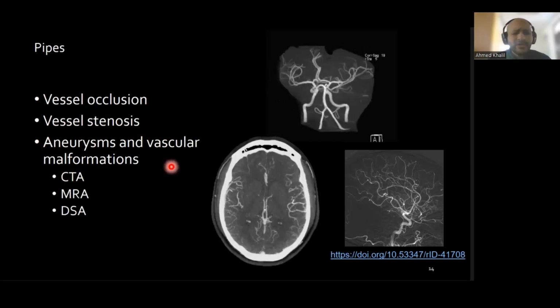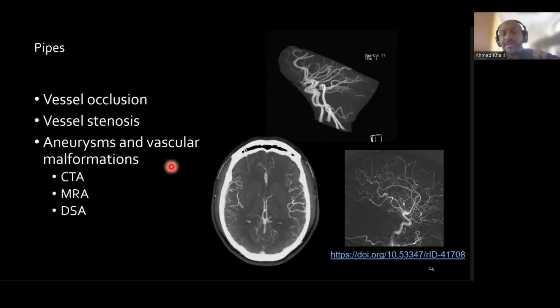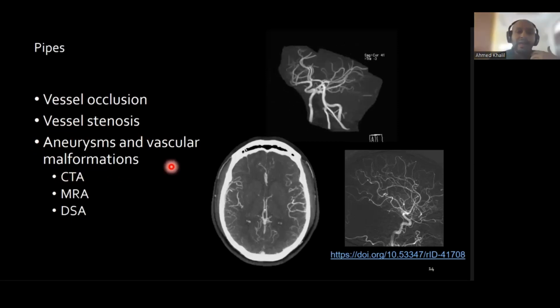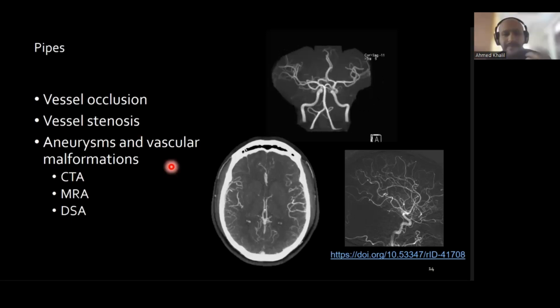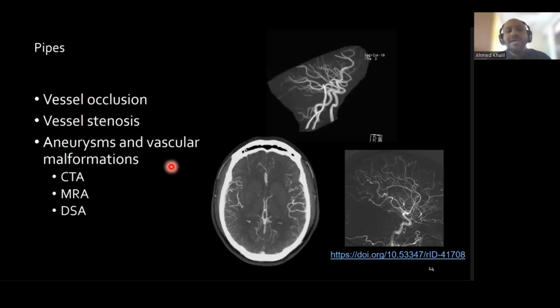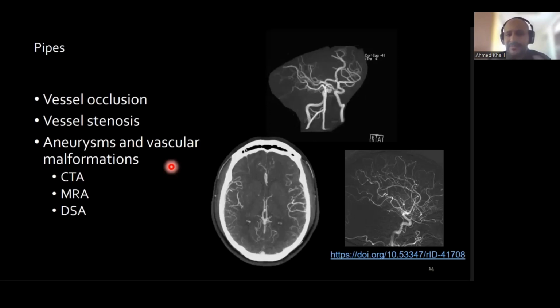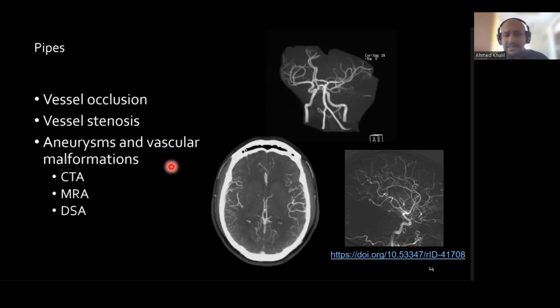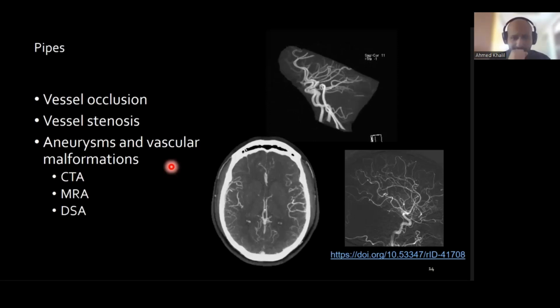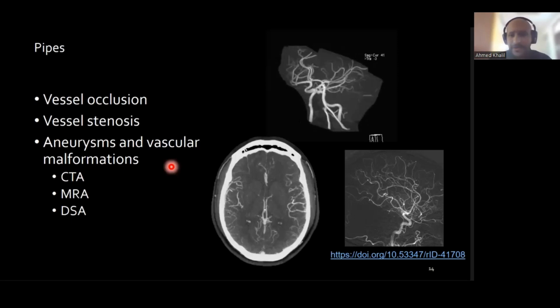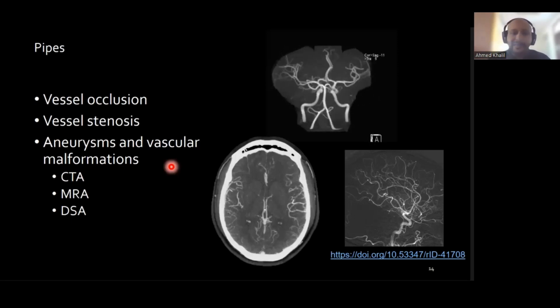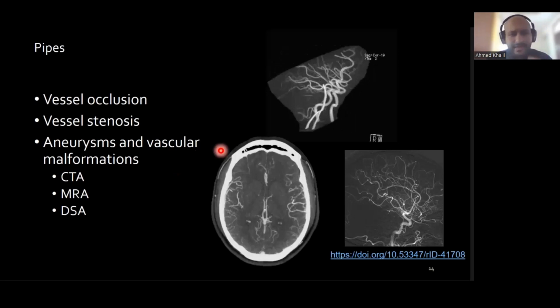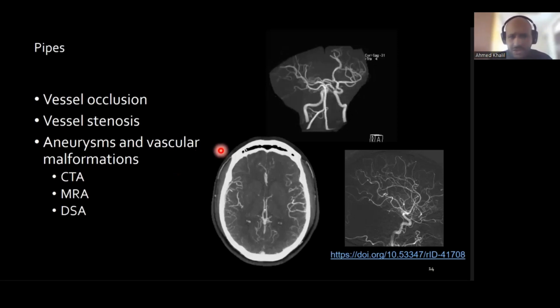And perhaps not so much in the context of ischemic stroke, but in the context of hemorrhagic stroke, we scrutinize basically the pipes, or the vessels, for aneurysms and different types of vascular malformations, because they could be a source of bleeding that needs to be directly treated in order to treat the bleed. And for this, for the pipes, we have a multitude of different techniques.